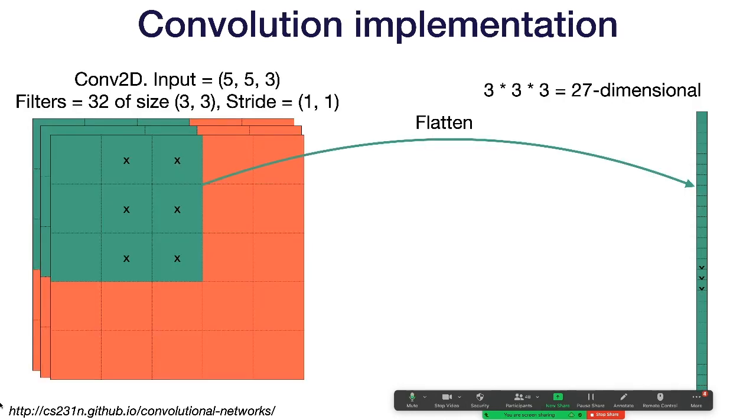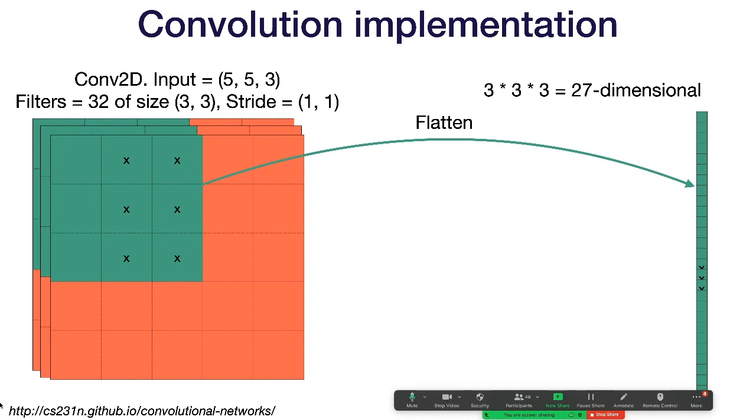Okay, a couple notes on how these things tend to be implemented in some of the libraries that you'll be using. So again, let's think about the operation that we do when we're performing a convolution. For the sake of example, let's say that the input is 5 by 5 by 3, like a 5 by 5 RGB image. And we're going to use 32 filters of size 3 by 3 with a stride of 1.